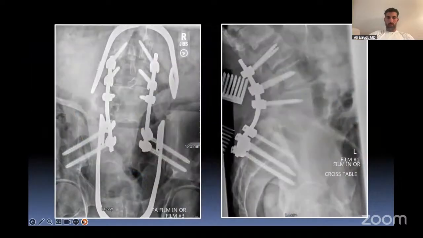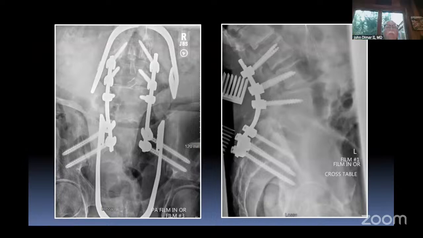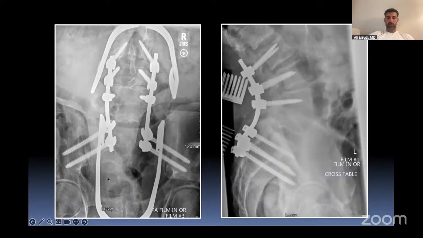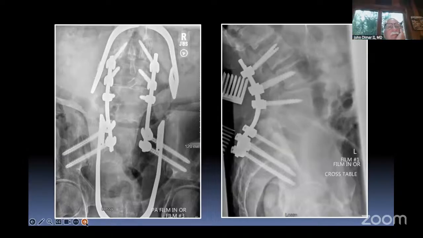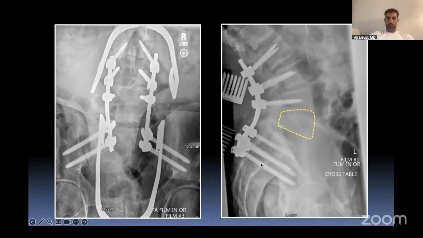Here are our post-op images from the first stage, where you can see that we used stacked SI screws, as well as went up to L2 again. We did remove the screws from L5. That shows where L5 was supposed to be, and it still remains until we went anteriorly. That is the remaining vertebra of L5.